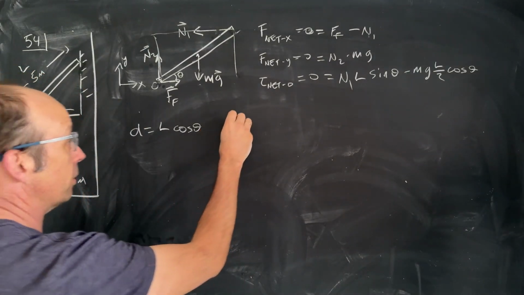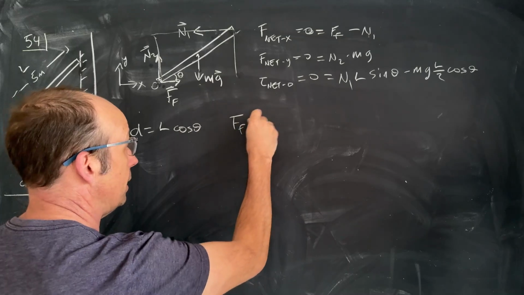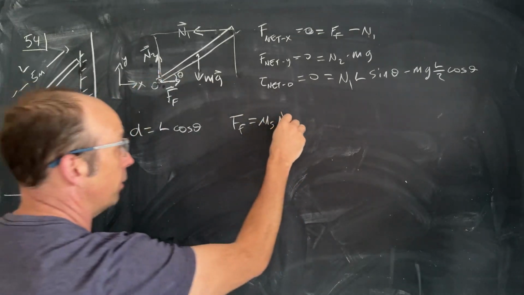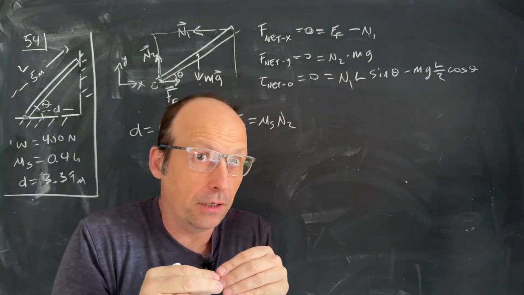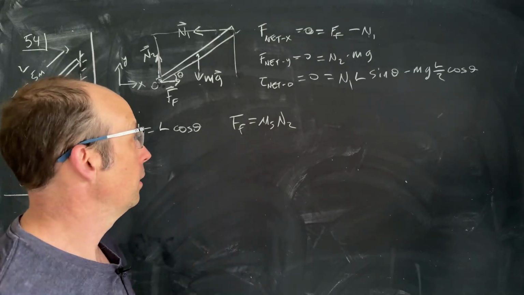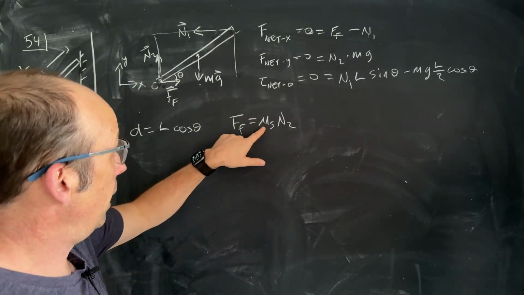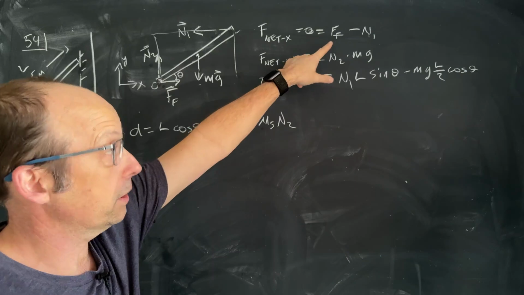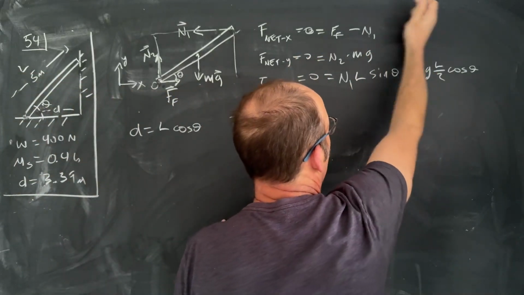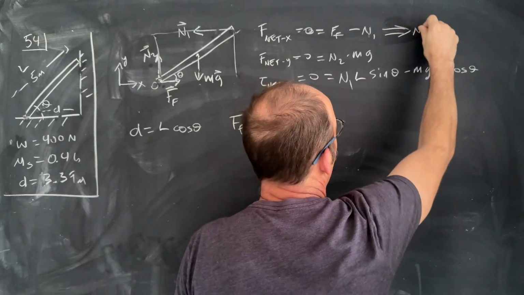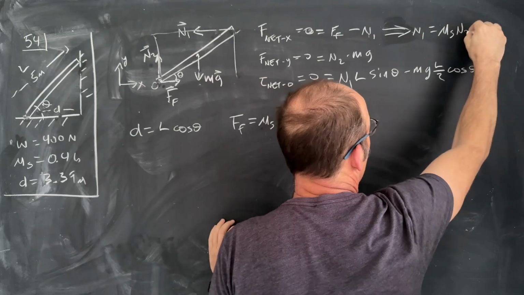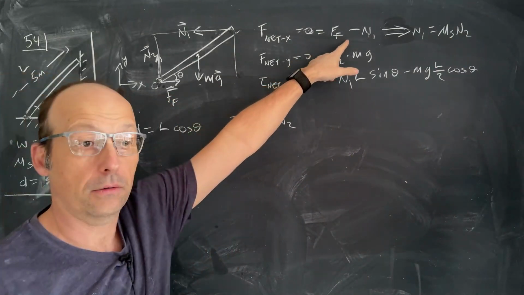For maximum friction, I can say the frictional force is equal to the coefficient of static friction times the normal force, this normal force, N2. Now remember, static friction actually is less than or equal to, but we're at the maximum, so it's equal to. Okay, so let's go ahead and put this in for the frictional force, and then I get the following. I get, N1 equals mu s N2. Right, that's what I get right there.